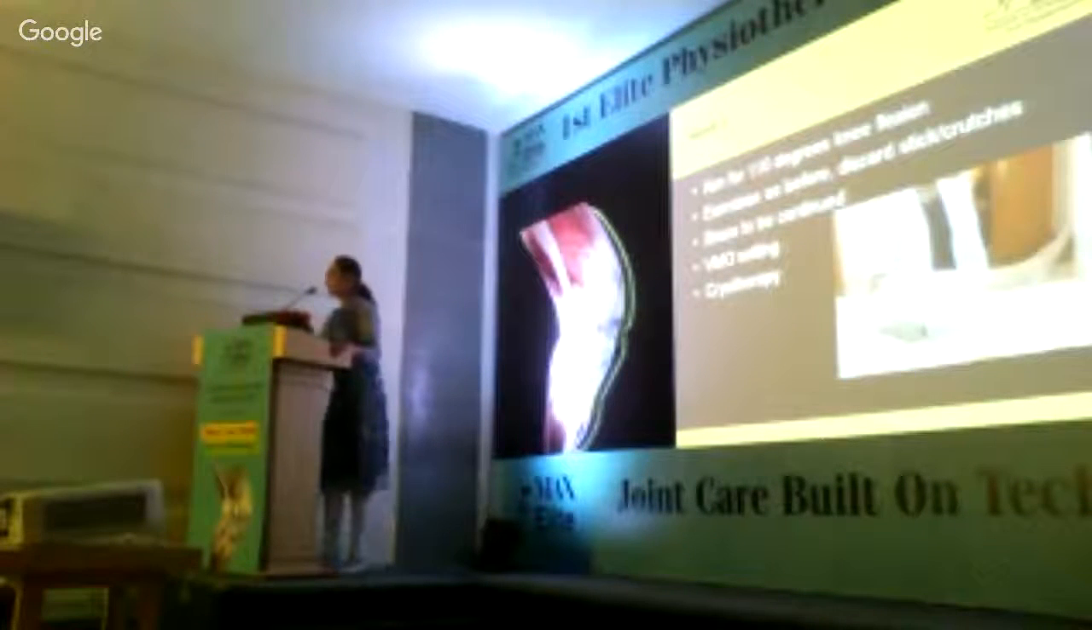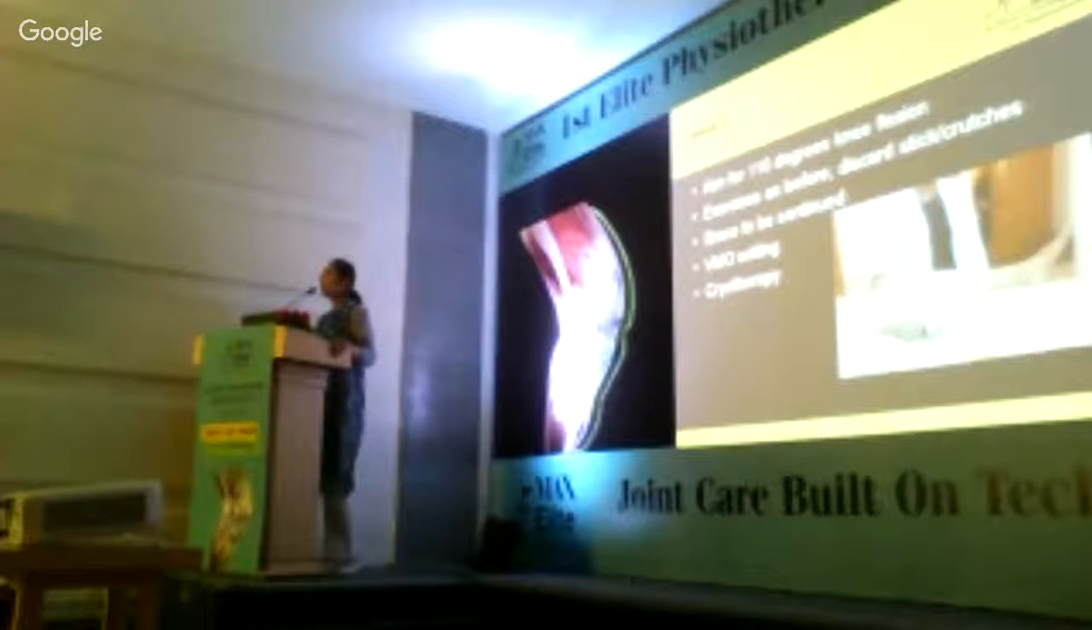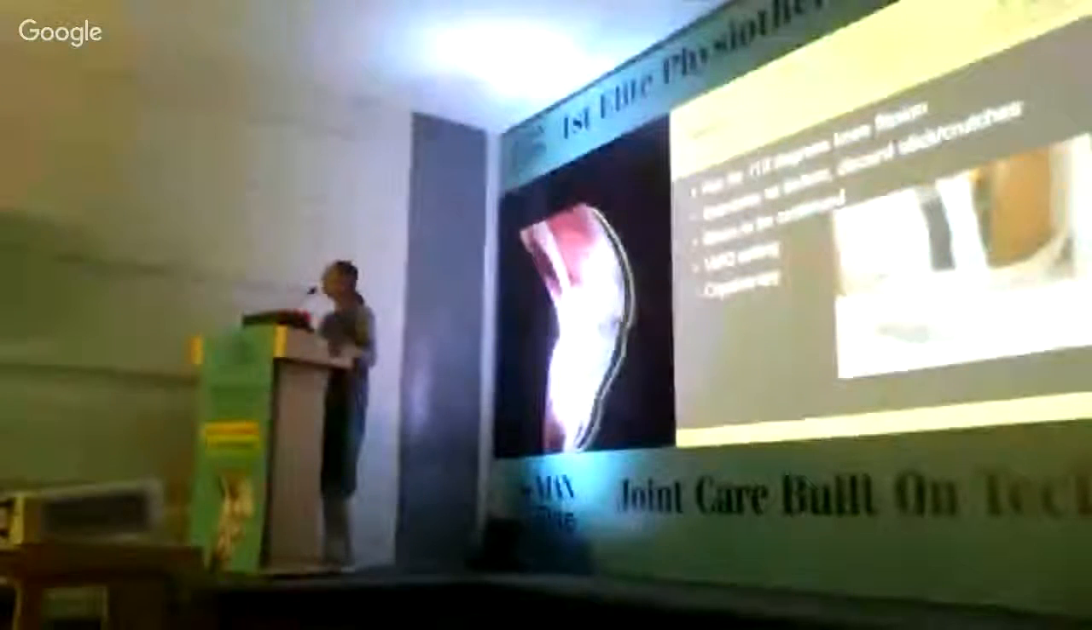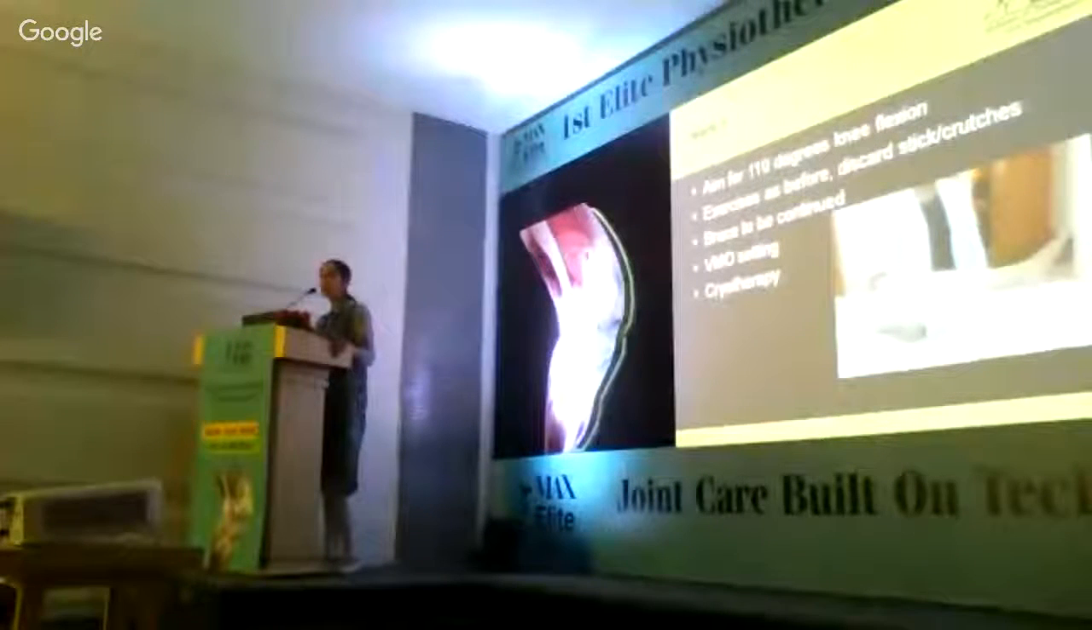Now in week 3, there is bigger knee flexion, now up to 110 degrees, with exercises as before. Now we will change from the long knee brace and start with the hinge knee brace. In this hinge knee brace, some knee bending is allowed, up to 90 degrees, but still support is necessary, and so we give the hinge knee brace.